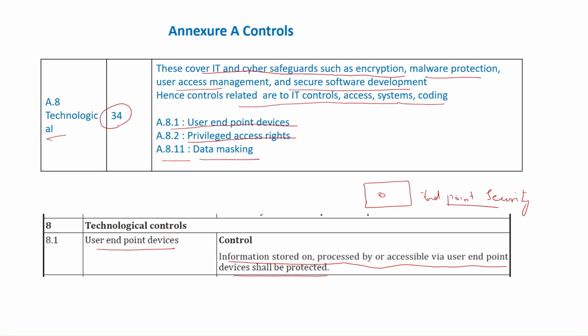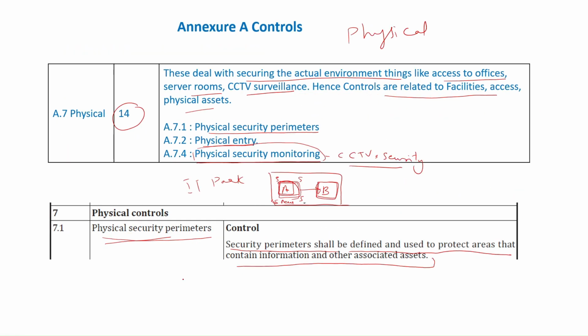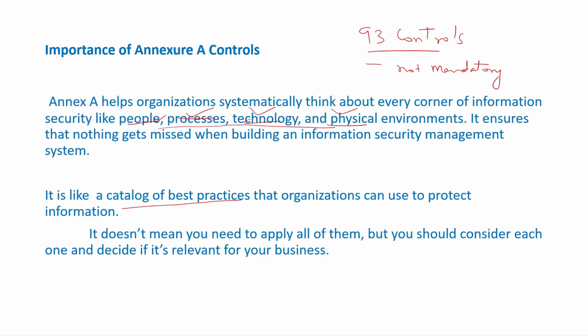For example, see, here we had a physical perimeter control, right? Now, if you're having your business working remotely, all your applications, all your assets are in cloud, then do you think the physical security perimeter will be applicable to your organization? Definitely not, right? Because everything is in cloud, and all the employees are working remotely. At that point of time, you can provide a proper business justification saying that all the assets are managed by cloud and we don't have any physical environment. So this control is not applicable for us. This way, you have to take each and every control and decide if it is relevant for your business or not. And this is the importance.